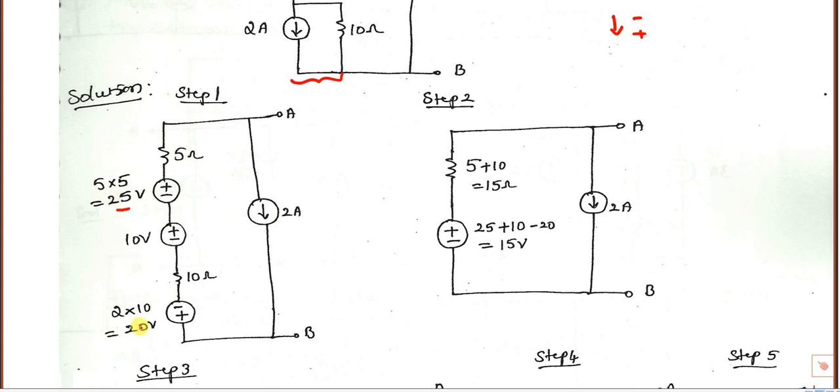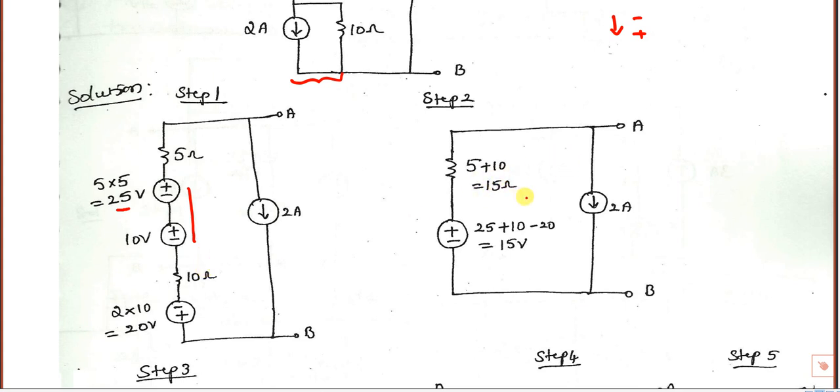minus 20 is 5, and 5 plus 10 is also matching with this, plus minus, plus minus. These two are the same. I can add this 25 plus 10 is 35. 25 plus 10 is 35. That's why I have to maintain that polarity. And out of that, you have to subtract 20 from this because it is opposite polarity. So we'll get 15, and these 5 ohms and 10 ohms are in series.